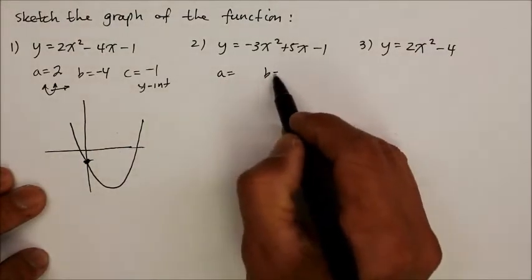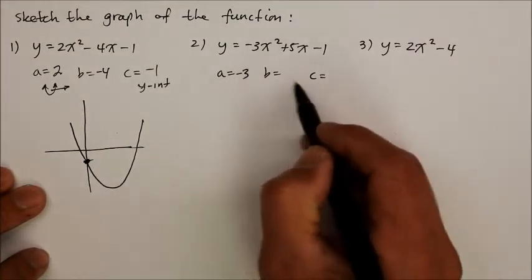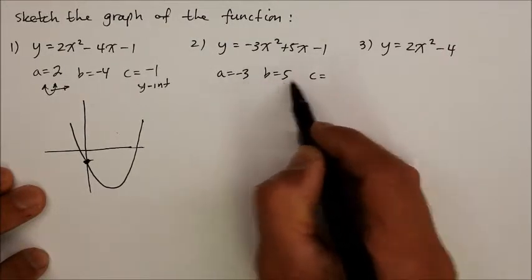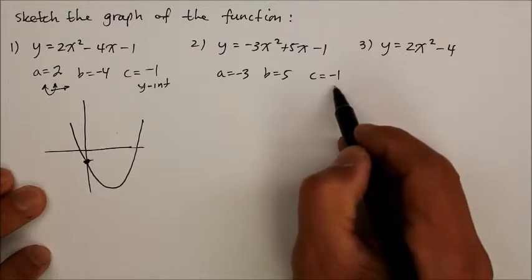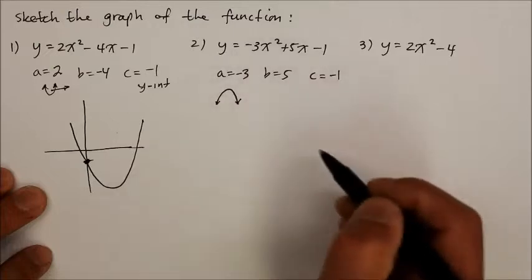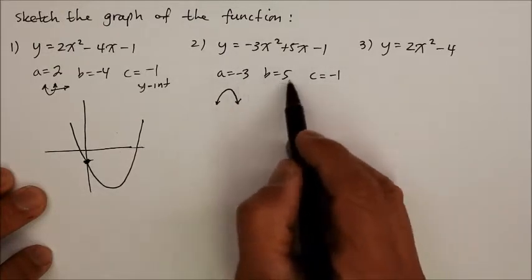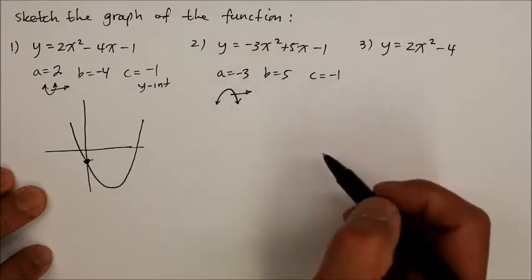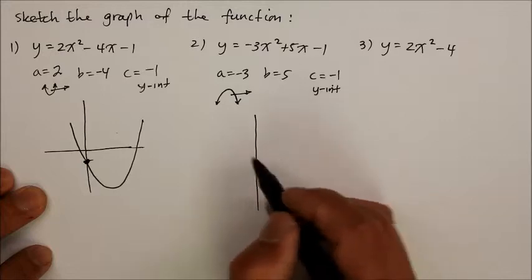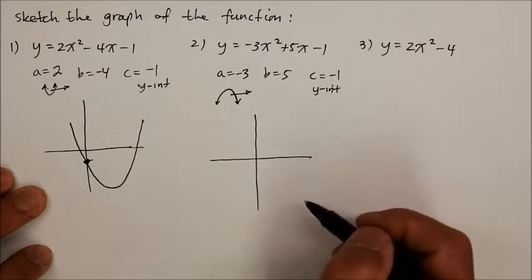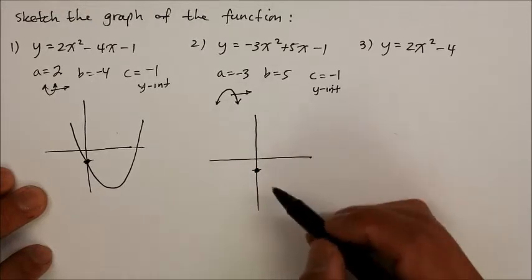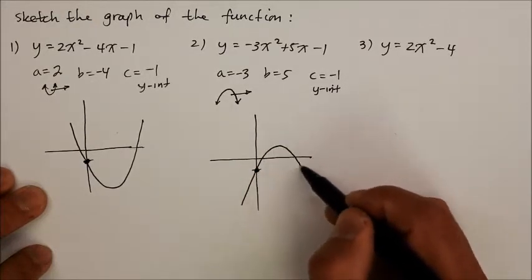Identify the A, B, and C. A is -3. B is +5. Uh-oh, opposite signs. And C, the y-intercept, is -1. Since A is negative, we know it's going to open downward this time. And A and B are opposite, so it will still shift right, like number 1. And that is the y-intercept. We could sketch it. Going through -1, opening down to the right. There's my estimate.